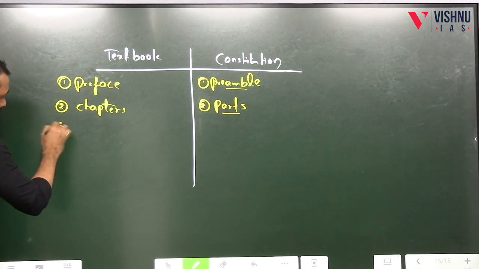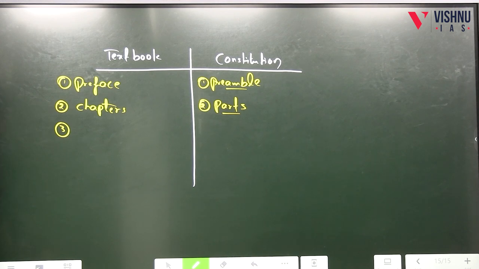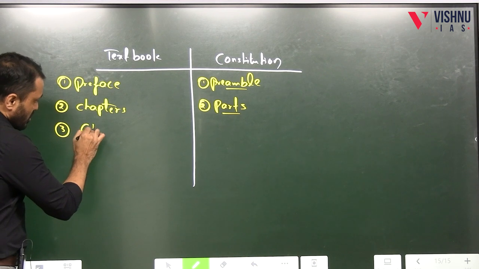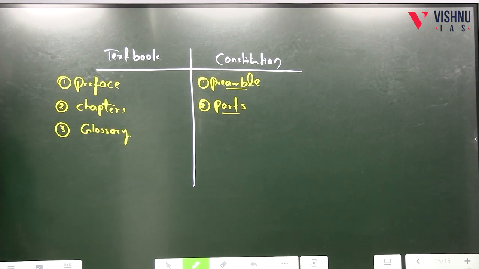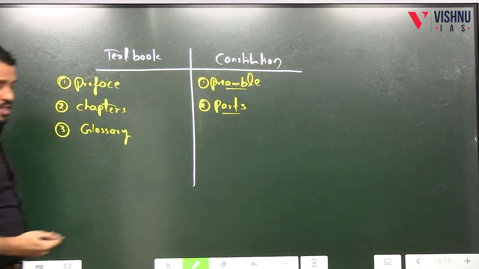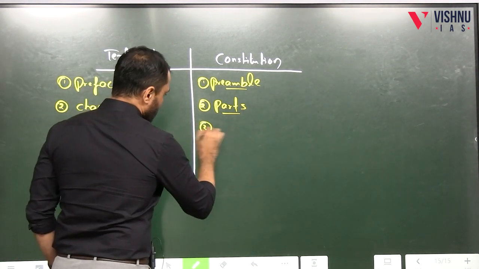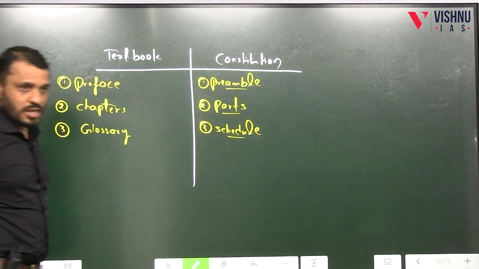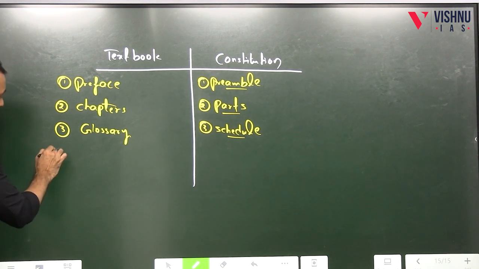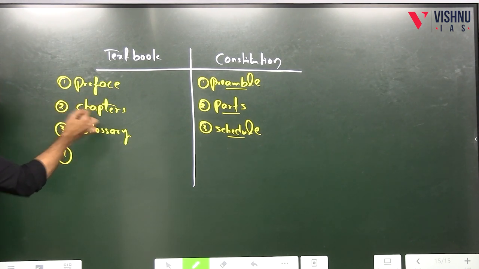Okay. Sometimes in a particular chapter, if more factual information is there, that will be in the form of a tabled format, tables, glossary, tables, you'll find in the textbook. The same way in constitution also, if you find more factual information, that will be in the form of a table, that is known as what? Schedule. That is known as what? Schedule, table information. Okay.